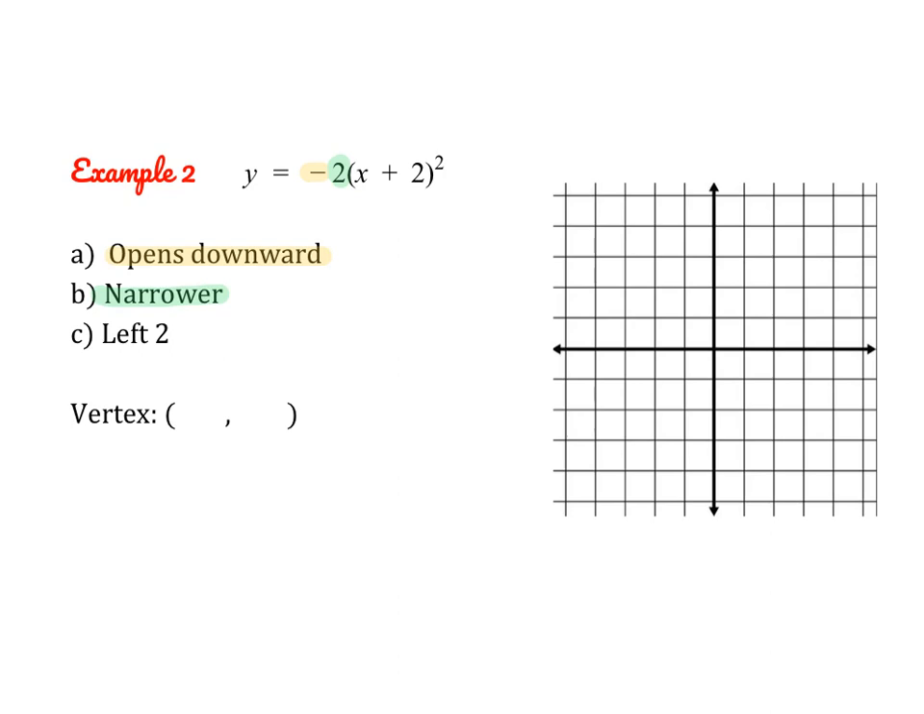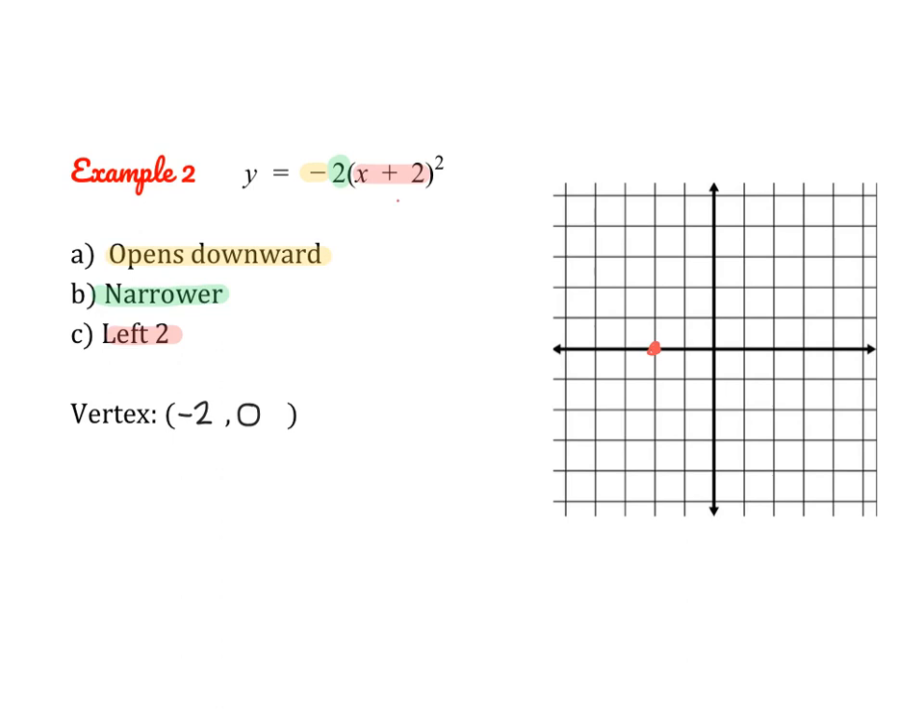And then the last thing I see is x plus 2. Remember, anything inside parentheses will act in the opposite way that you think. So even though it says plus 2, we're actually going to move to the left 2. So those are the only changes to our graph. Imagine we start at 0, 0, which is where the vertex of our parent function is, and then we move to the left 2. That's where our vertex is now going to be. So you can see that our vertex is at -2, 0.